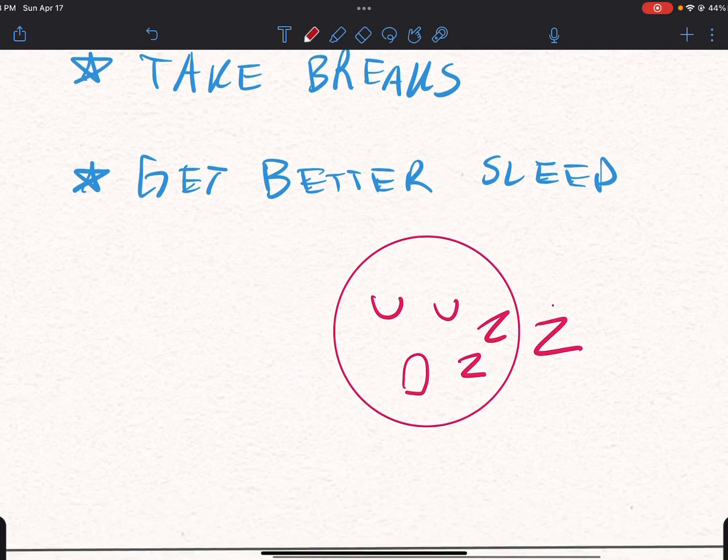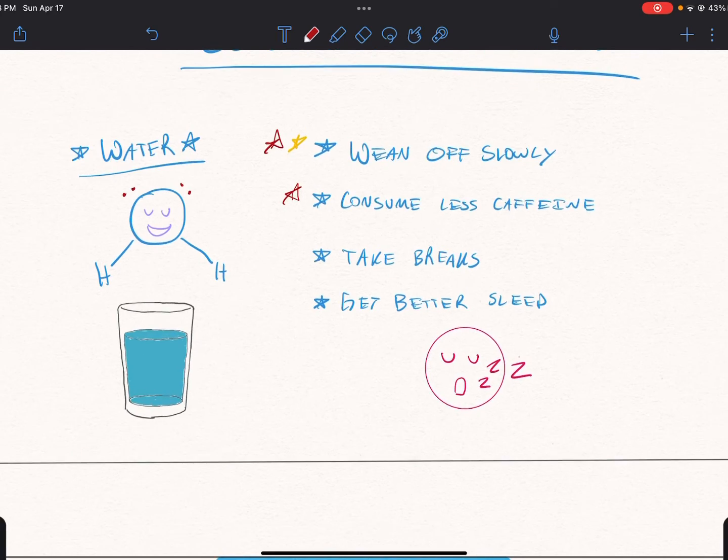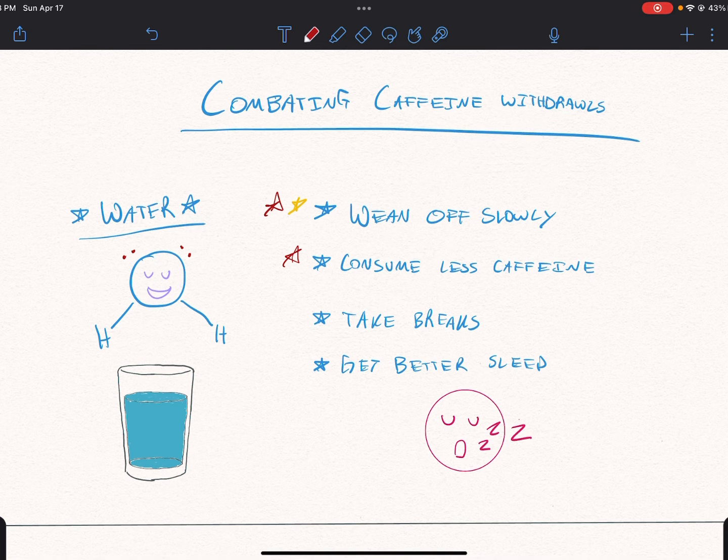Another thing is get better sleep. Too many people drink coffee because they don't get good sleep. If you get yourself on a good sleep schedule, you may find that you don't even need coffee to start your day. You just need a good night's sleep. Don't underestimate that, because that's really important for the human body in general.